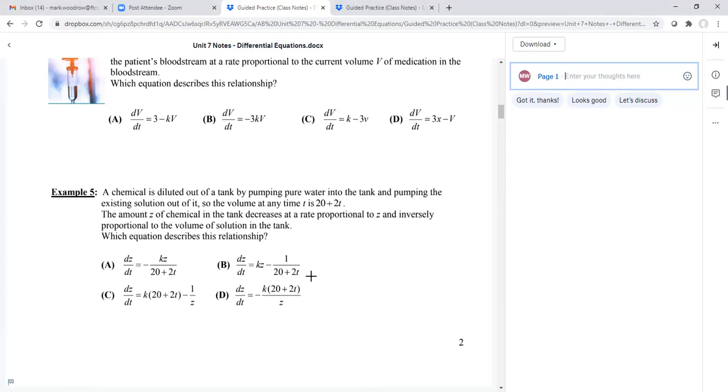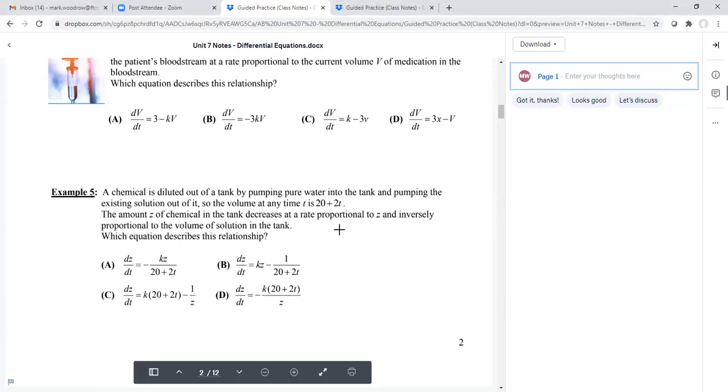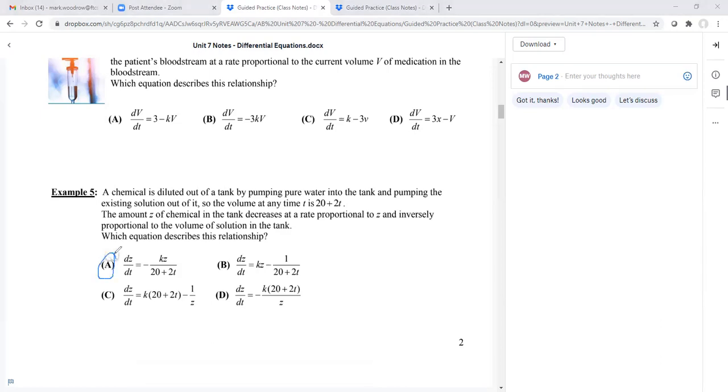Okay, so all this is coming out, right? So we need to make this a negative value because we're talking about diluting it, making it less. So when I look at all these, this is going to be the answer because it's directly proportional to Z, inversely proportional to 20 plus 2t. That's why it's written like this in the formula. And it's negative because we are diluting, taking out, making less the amount of solution in the tank. So I hope that worked all right.